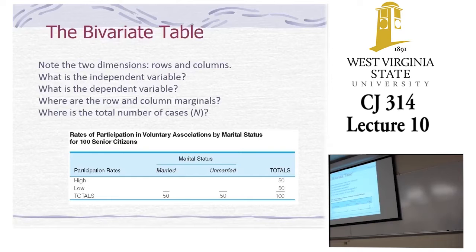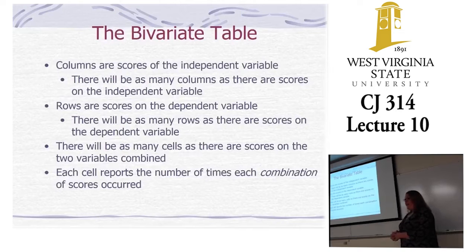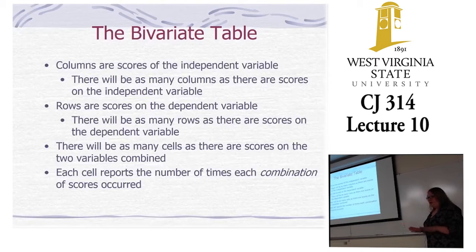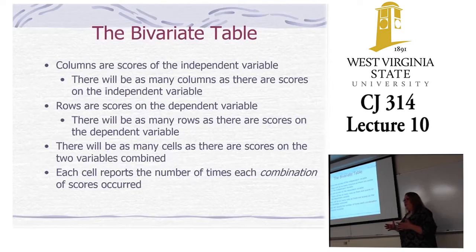What's our total number of cases? How many people did we ask? What's our N? 100. Yes, that's what we're saying at the intersection. The 100 right here. 100 people total. Okay, your columns in a bivariate table are your independent variable. I know that's a question you need to know, so you may want to make notes of it. Column is independent variable. Rows are where your dependent variable goes. You will have as many columns as you have choices for your independent. You will have as many rows as you have choices for your dependent.